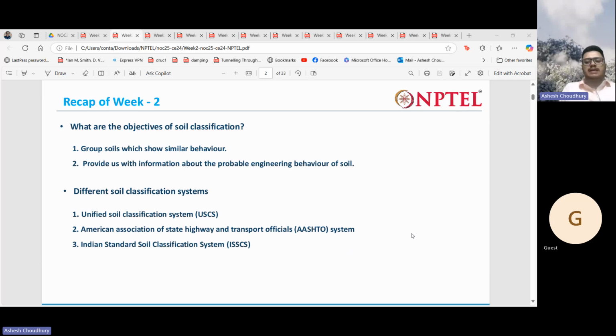So there are different types of soil classification systems. You have the USCS, which is nothing but the Unified Soil Classification System. Then you have the AASHTO system, by the American Association of State Highway and Transportation Officials, and then finally you have the Indian Standard Soil Classification System. The USCS and the IS are almost the same. There is a little difference in how we classify low plastic and high plastic clays. Otherwise, it is completely the same.